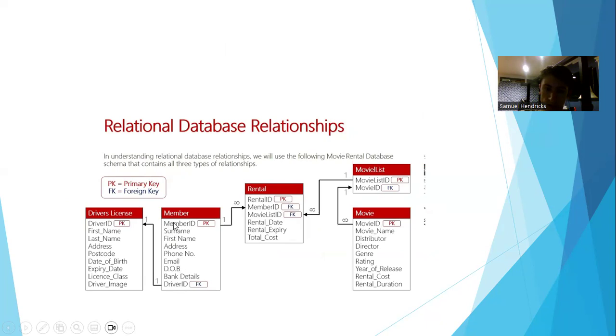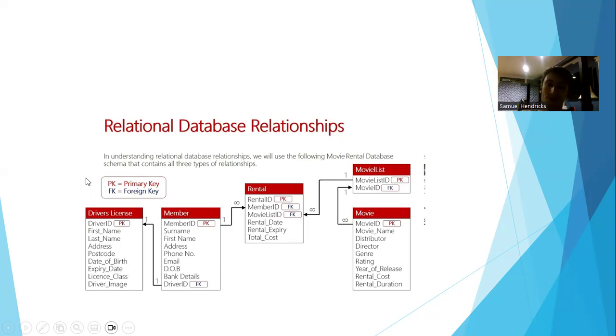You have a primary key, so member ID would be the primary key of this member table, and then foreign keys, this driver ID would be the foreign key. And foreign keys are basically pointers to a primary key of another table. So tables that point to tables. And this is just a lot more organized.